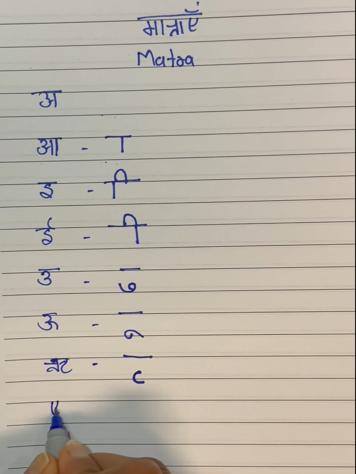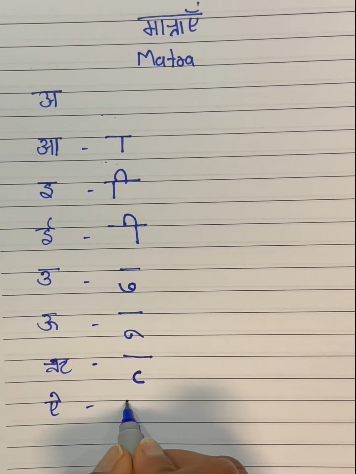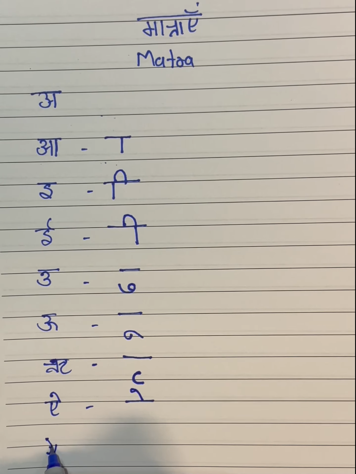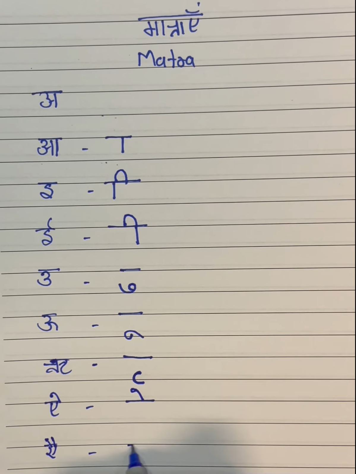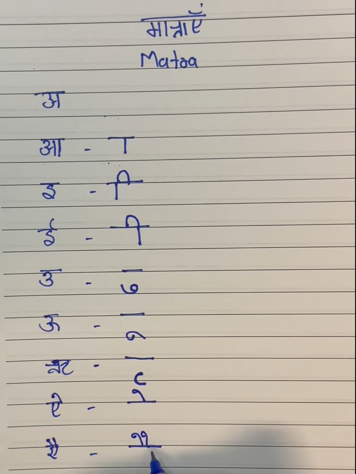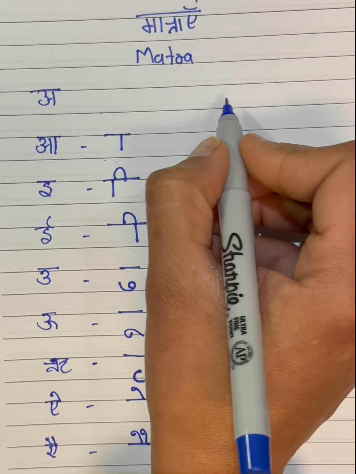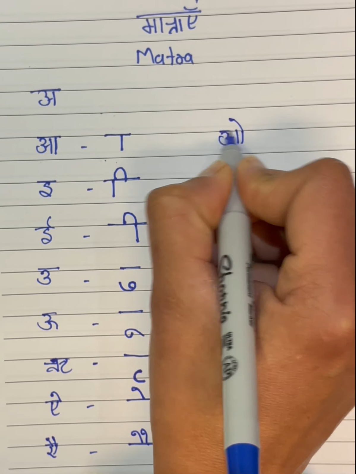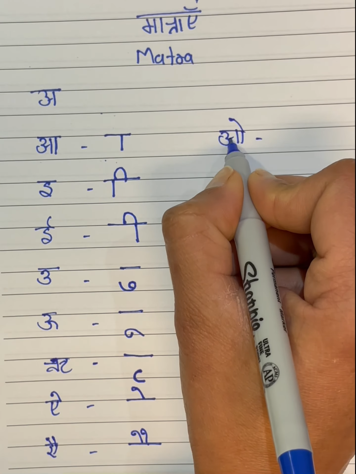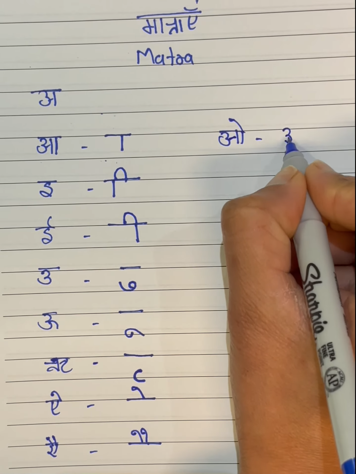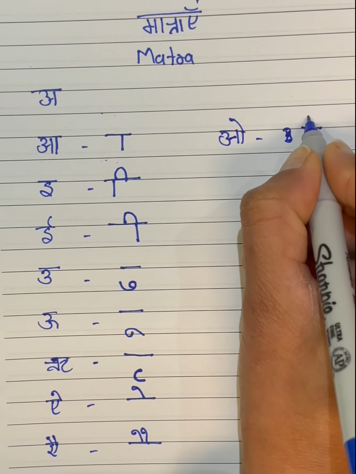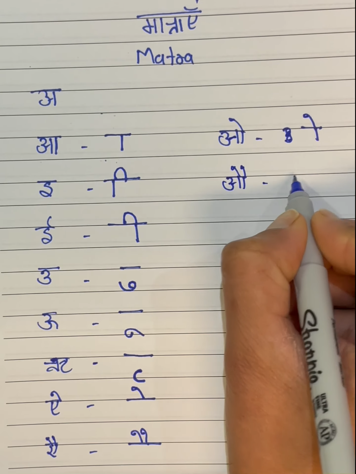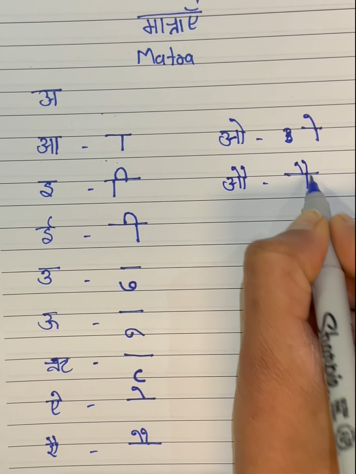Then A, it has one matra on top of the line. Then A, it has two matra on top of line, okay. Then O, so you will not write this, right? O, then O. So the matra is for O is this.